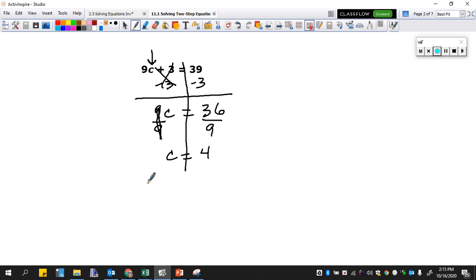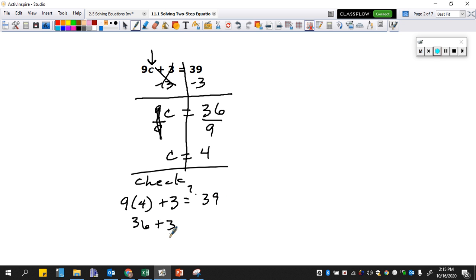Then if we want to check it, we always need to check it just to make sure. So we have 9 times 4 plus 3. Is that equal to 39? Well, we have 36 plus 3, which is indeed 39. So that checks out.